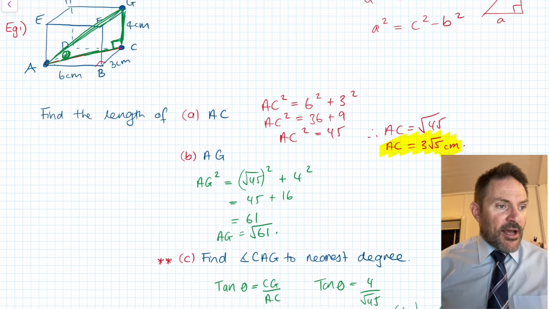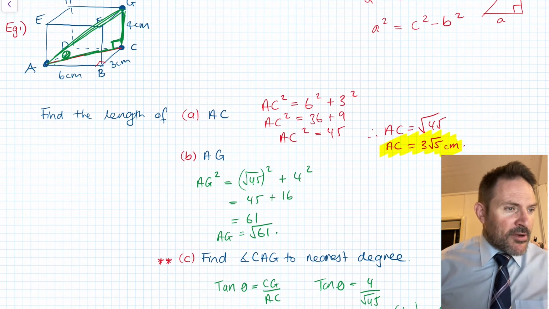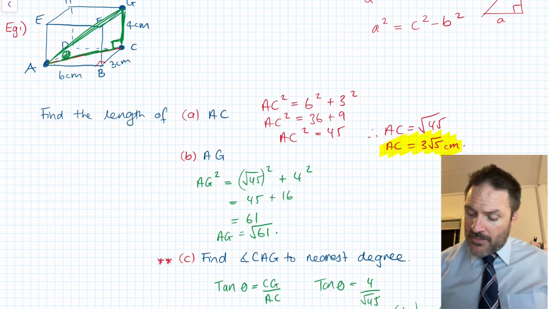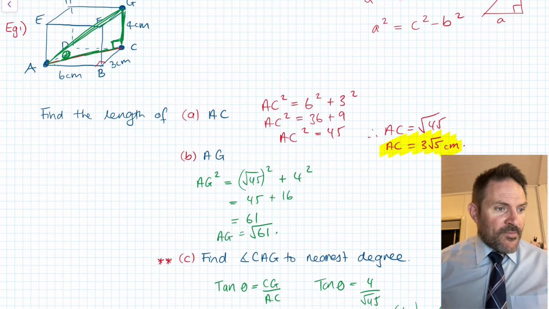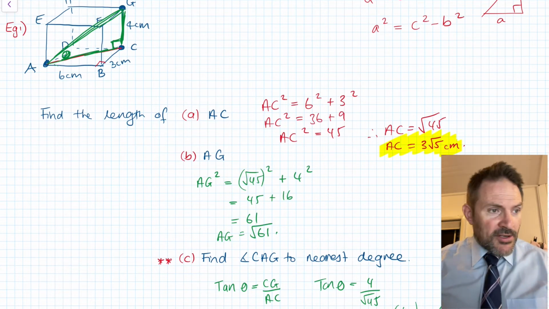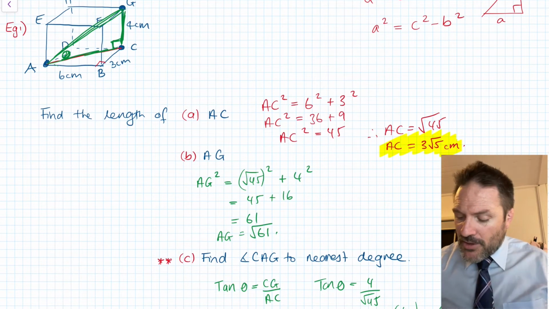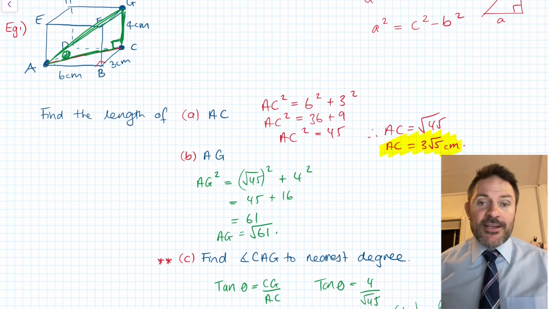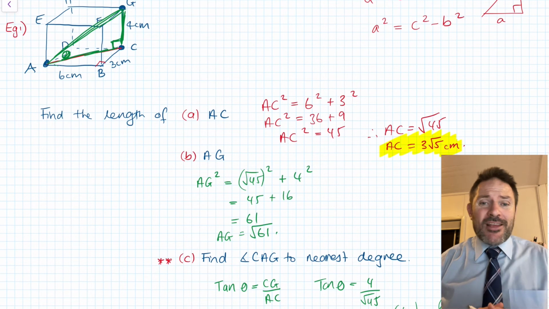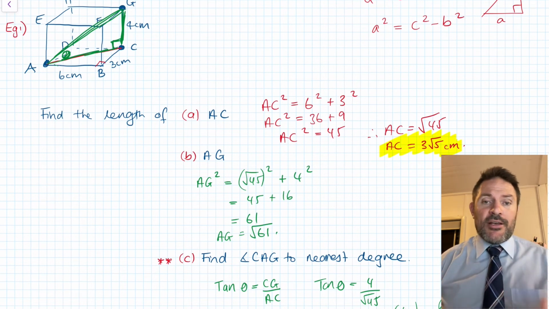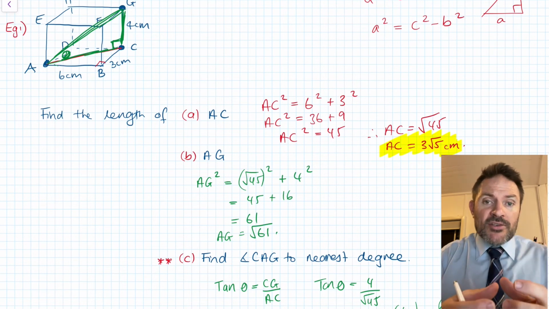So I'm just going to grab my calculator out and I'm going to go shift tan, remembering that I need to be in degrees. I think I am. I'm going to do 4 over the square root of 45. I'm going to press equals there, and I get 30.8, so let's say 31 degrees to the nearest degree. So look, you can see it's not actually that much harder, okay? It's just the same gear, but inside a solid.